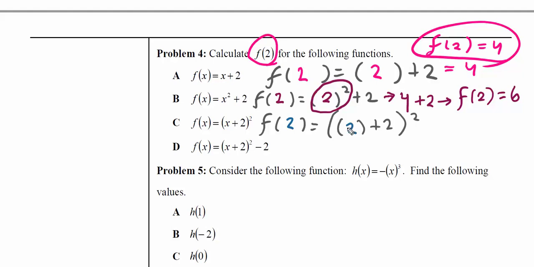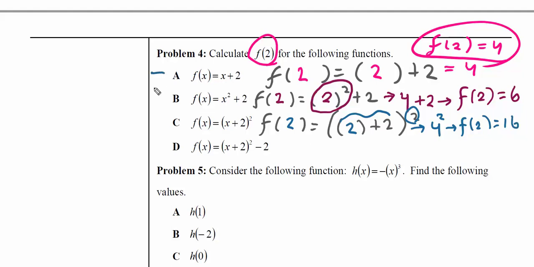I pop in a 2. Order of operations says I do 2 plus 2 first, which is 4. But it's squared. 4 squared means 4 times 4. That's 16. So f of 2 is equal to 16 for part C.